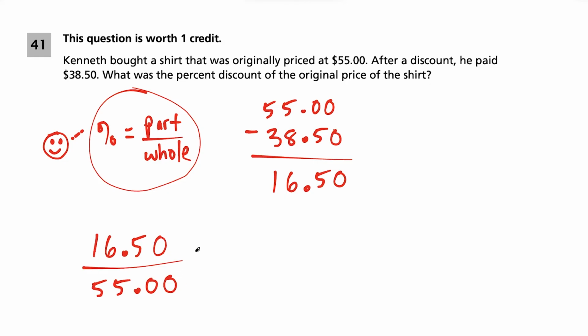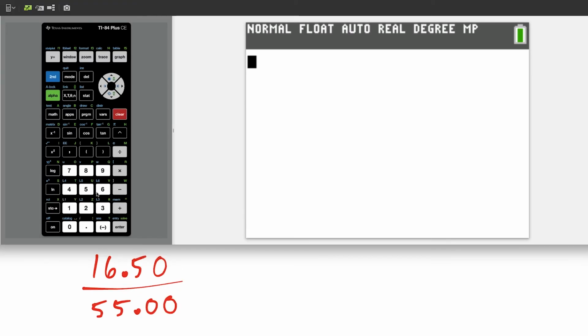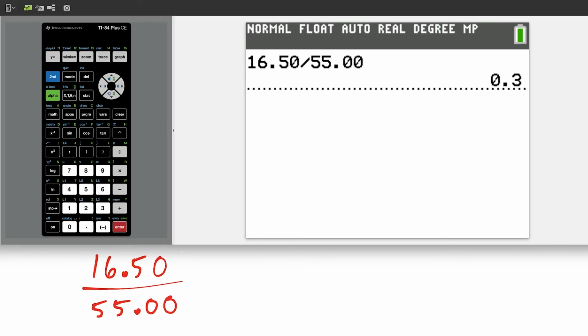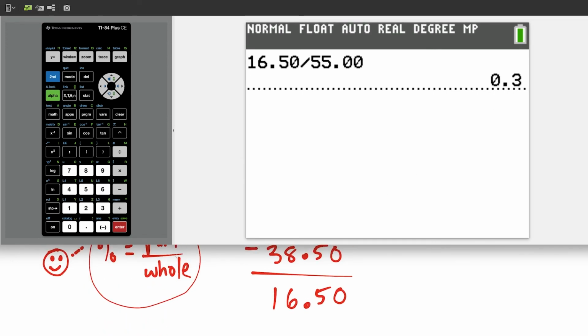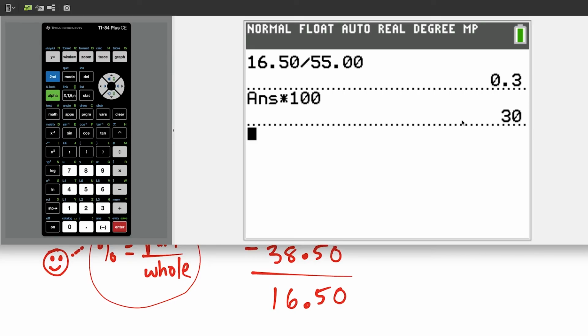So now we'll just divide these two to help us find the percent. So let's type this in. We have 16.50 and we're dividing by 55. And when we type this in, we're going to get 0.3. So to get the actual percent with the percent symbol, after we do part over whole, we're just going to multiply that decimal by 100. And this tells us that Kenneth got a 30% discount on the shirt.